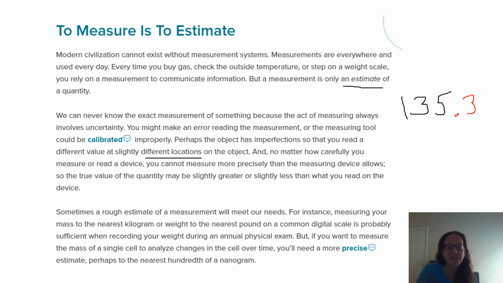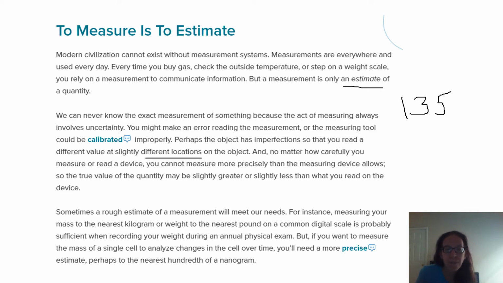Sometimes a rough estimate of a measurement will meet our needs. I'm in the bottom paragraph. For instance, measuring your mass to the nearest kilogram or weight to the nearest pound on a common digital scale is probably sufficient when recording your weight during an annual physical exam. Unless your weight is a specific issue of concern for you, usually your doctor is okay with something in the vicinity of what you weigh. And so it doesn't matter to your doctor whether you're 135.3 or 134.2. That's good enough. Depending on your height, that's probably a perfectly healthy weight for you to be at.